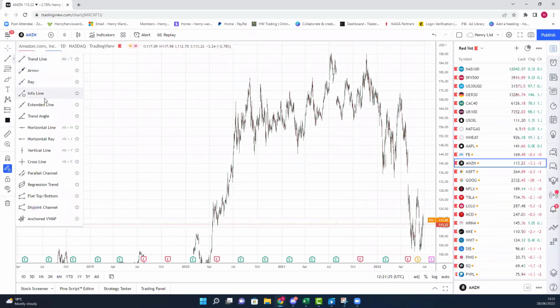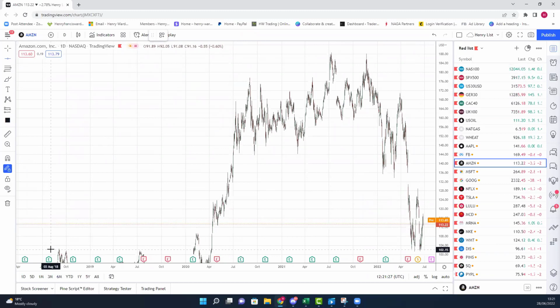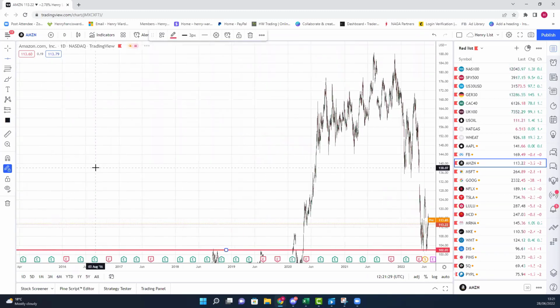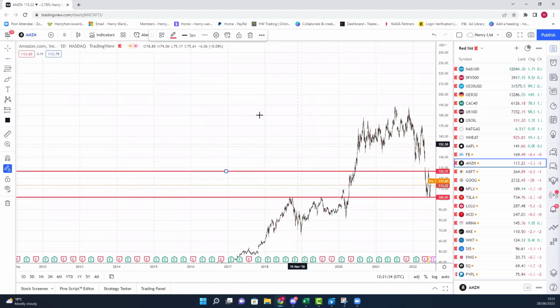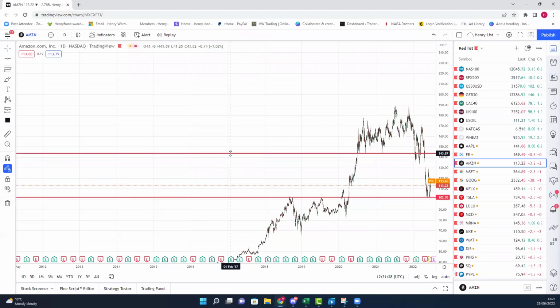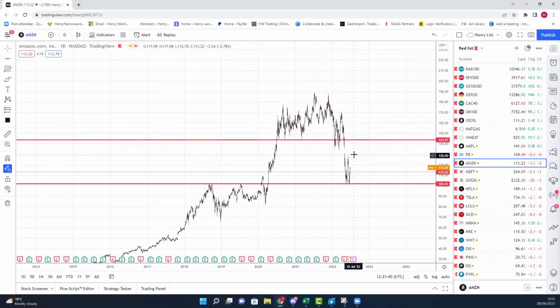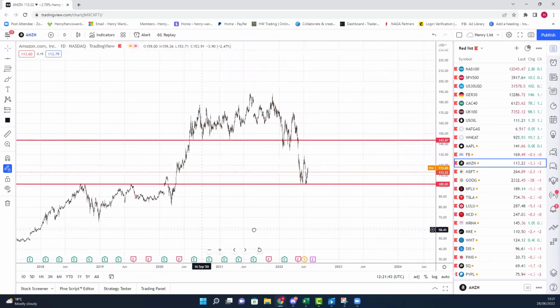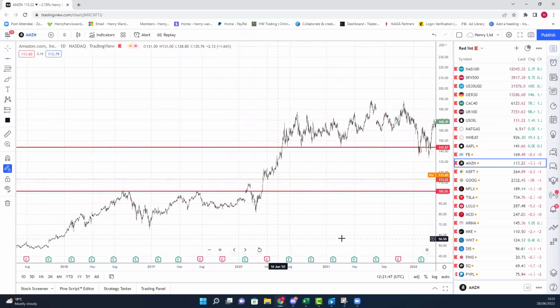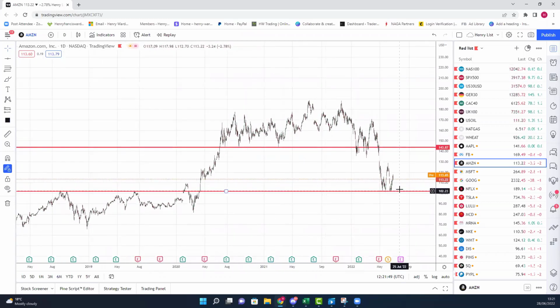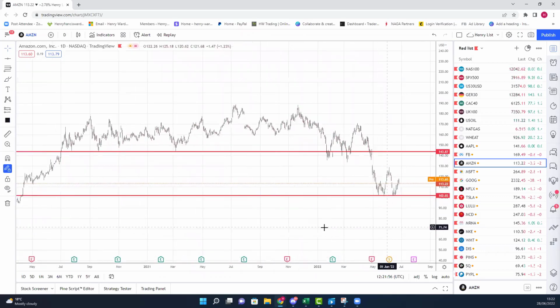Remove horizontal. People tell me all the time, oh, Henry, markets don't react to levels. They don't. Well, there's one there. Didn't even know there was a level back that far. And look, bounce, bounce, bounce. Come back, and it's bounced three times again.